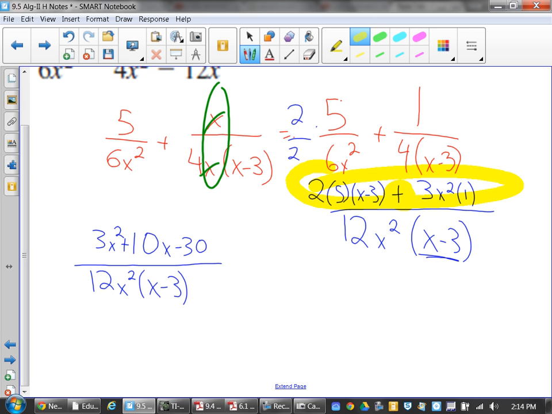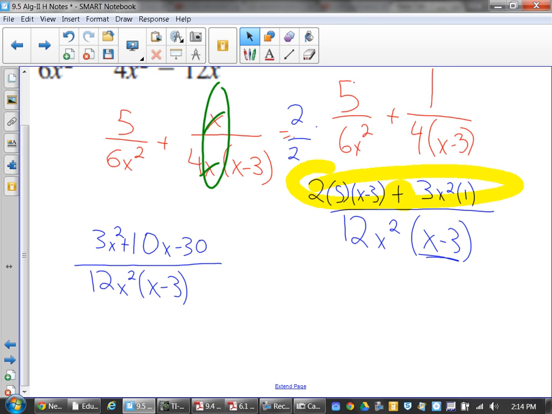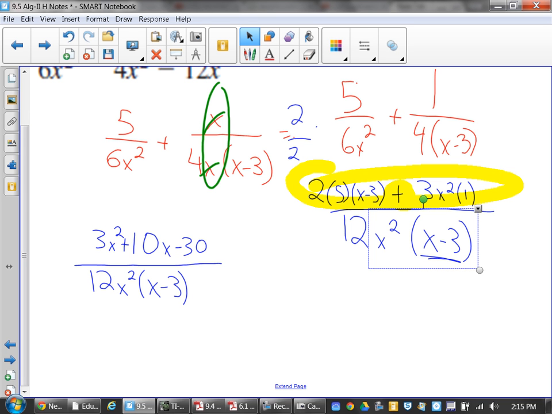The 3x squared came from, if I go back to the denominator here, we have 4 and then x minus 3. The common denominator has the x minus 3 already, so I don't need to multiply it by that. It has a 12, so I turn a 4 into a 12. I multiply it by 3, and it needed the x squared, so I multiply it by the x squared. It's the same idea here. I had to multiply the 6 by a 2, and I had to get the x minus 3. You're seeing what other parts it needed.